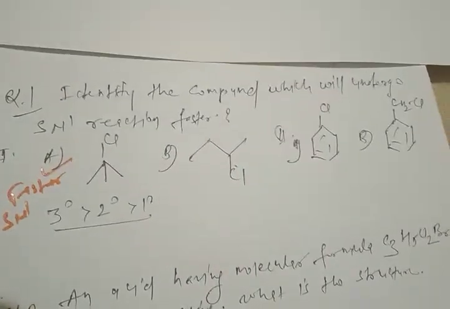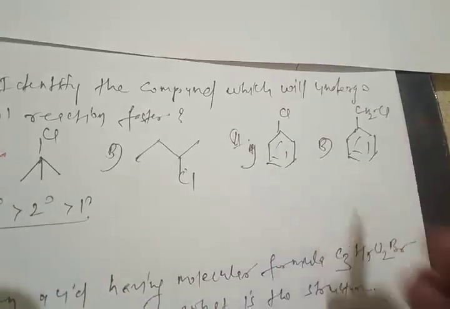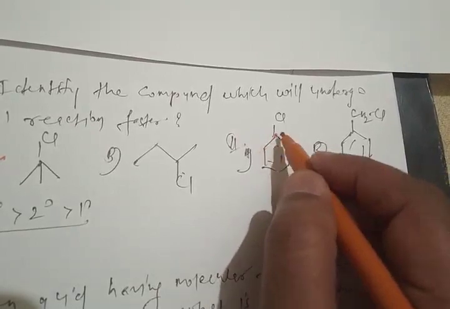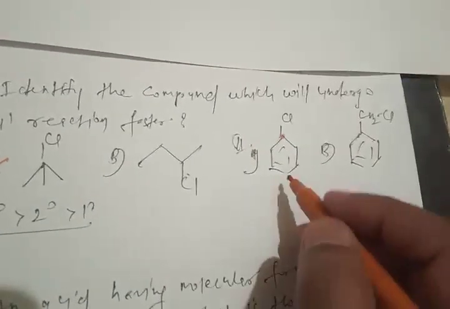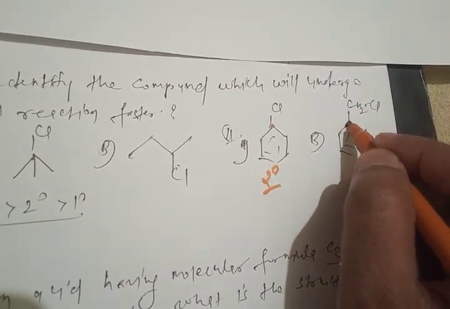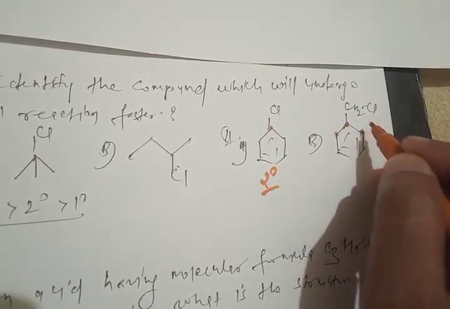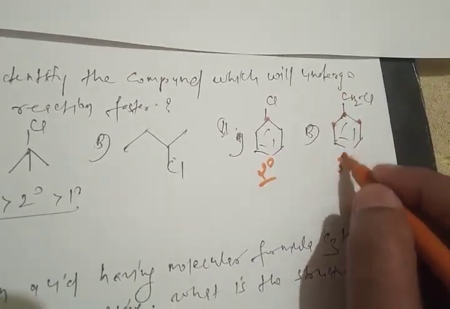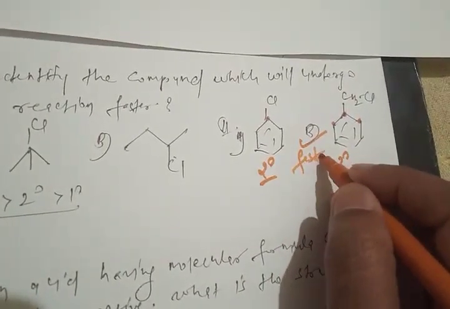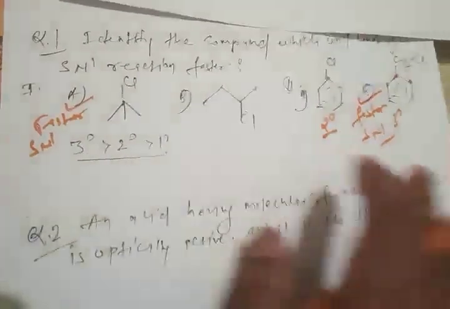Now in the second, we again have two choices. You can see that this carbon is bonded with this carbon and this carbon, so this is a secondary carbon. And if you look at this carbon, it is bonded with one carbon here, one here, and one here. That means this is a tertiary carbon. So undoubtedly this will give a faster SN1. So the first is A and the second one is B.